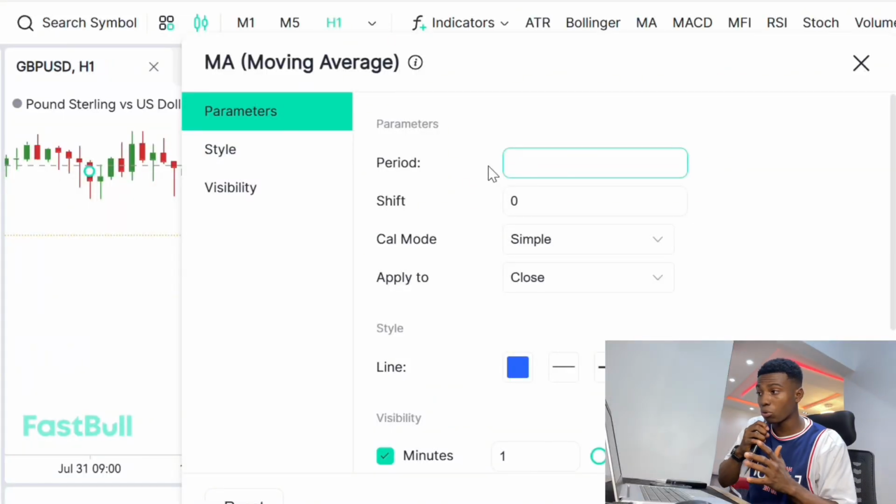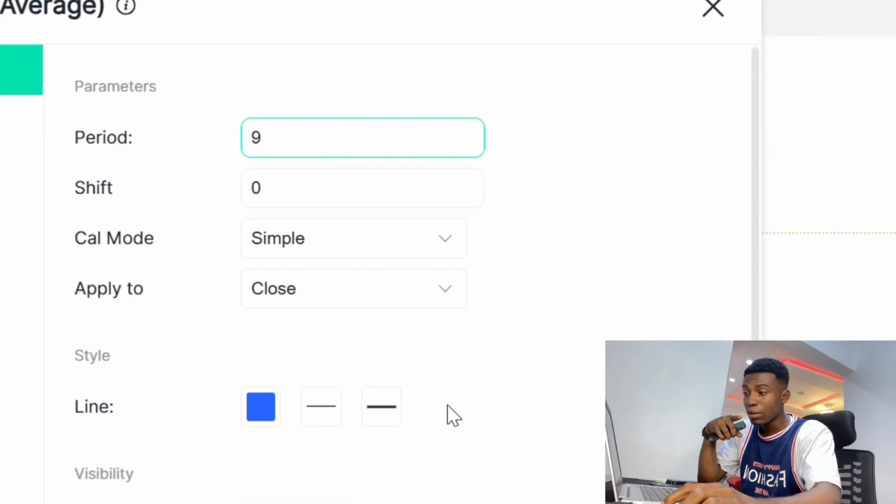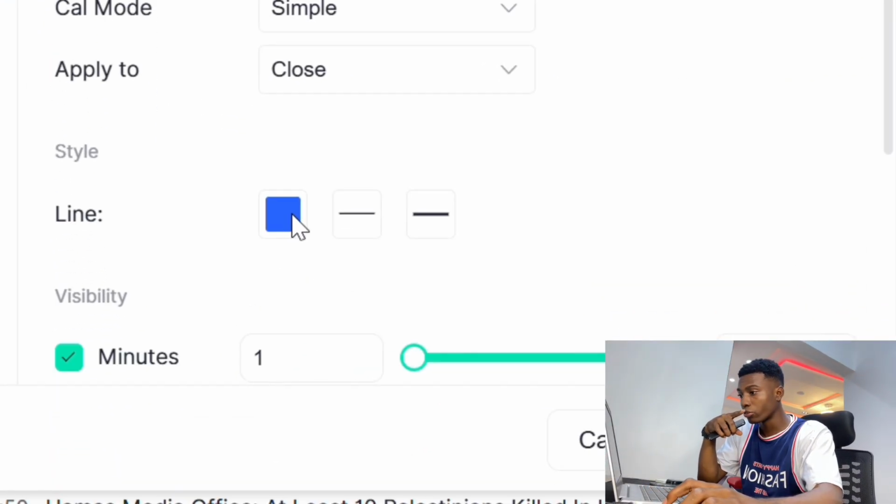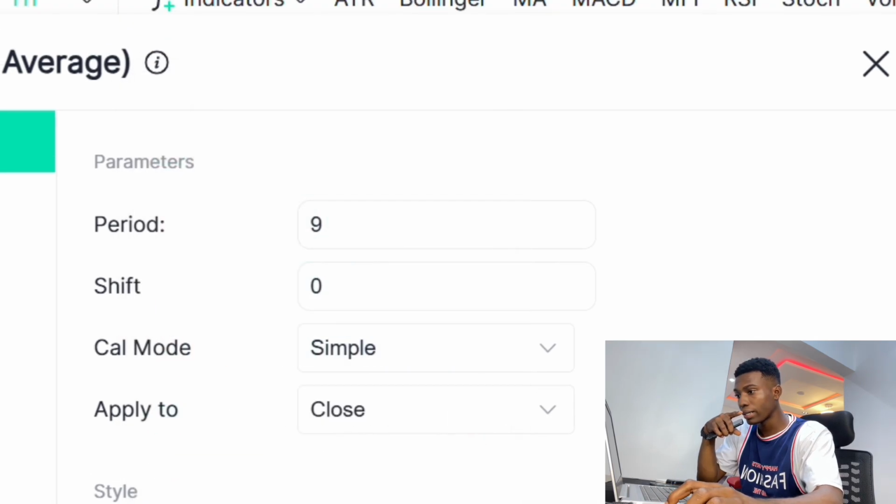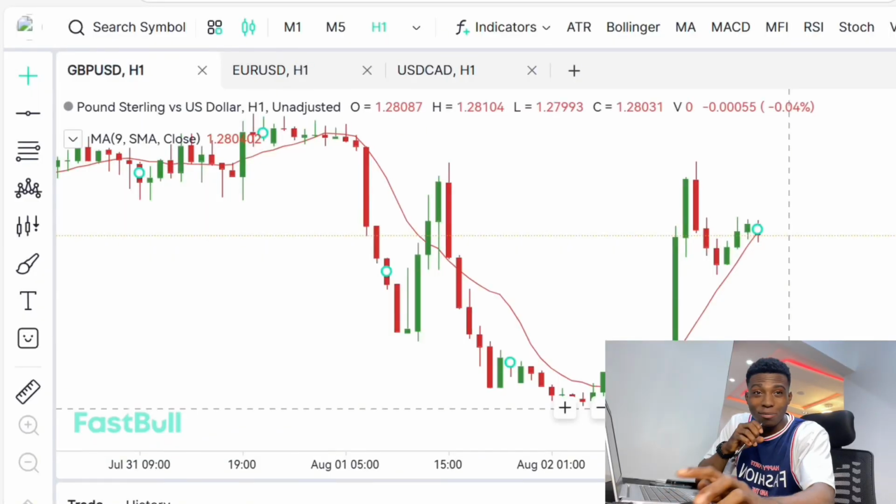Once you already have the moving average, you have to change the first moving average to 9. For the 9 moving average, I like to color it red, so we're going to color this red and hit confirm. Then we're going to add in our second moving average, because we actually use 2 moving averages. Now let me give you guys a way you can save yourself some stress.